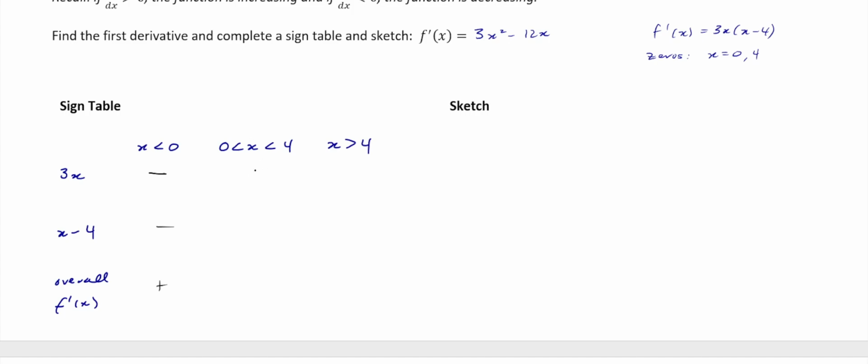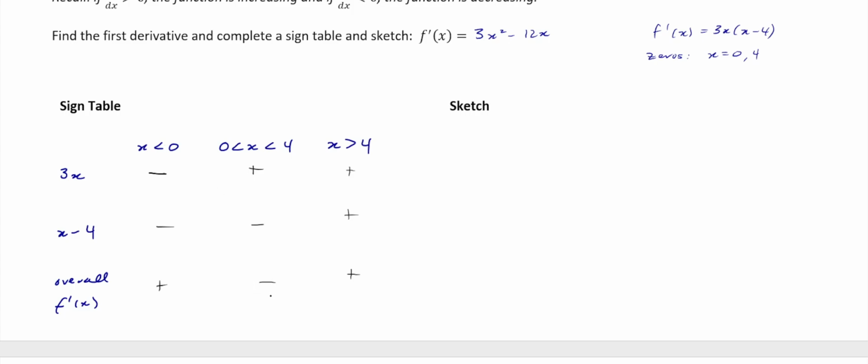Then right here in this interval, this is going to be positive, that's going to be negative, and the first derivative will be negative. Positive, positive, positive. Okay. So if I look at this right here, I can see that my first derivative is positive for the interval below 0. So the function is increasing for x values below 0.